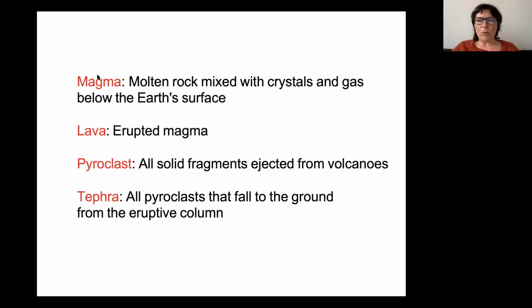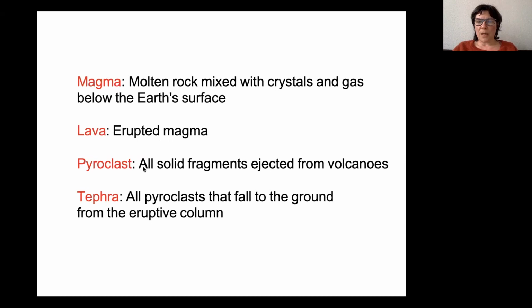This confuses a lot of people that are not used to volcano science. We talk generally about magma when it still is below the Earth's surface. It has not erupted yet, while we talk about lava when it is erupted magma.